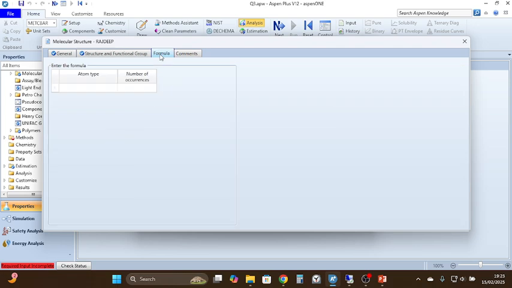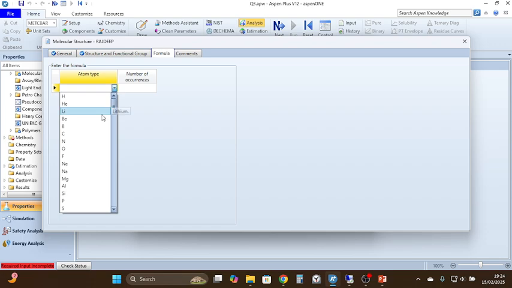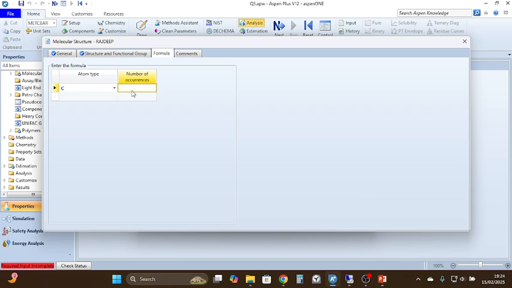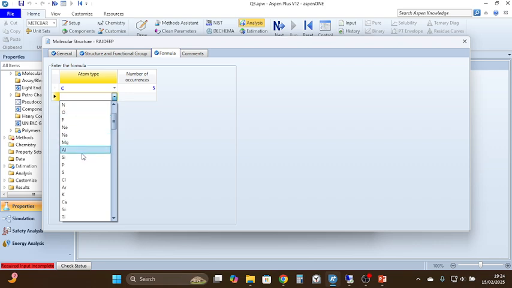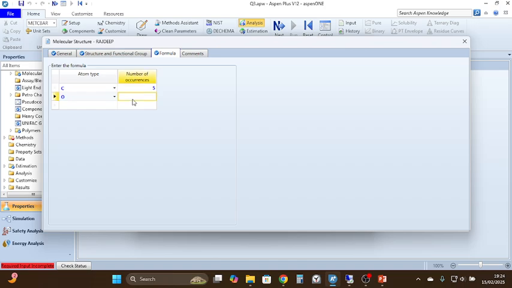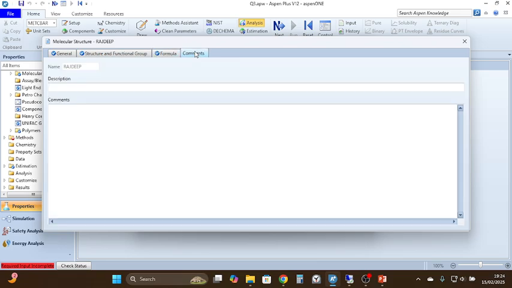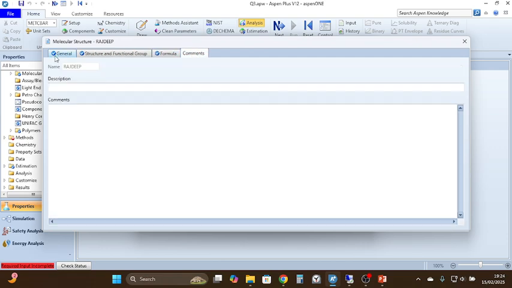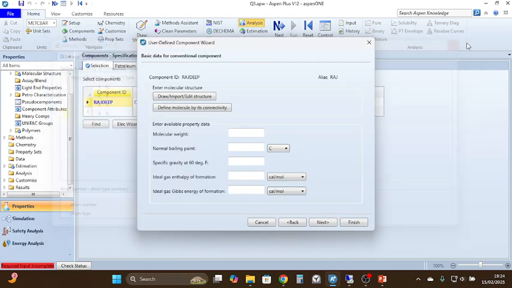Then we are coming to the formula. Here we are going to select the number of occurrences of carbon as 5 times, and next we have oxygen. The number of occurrences of oxygen is once. Okay, so we have specified it. Now we are going to close this.